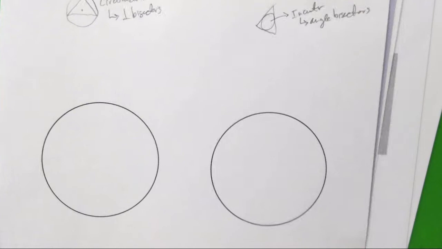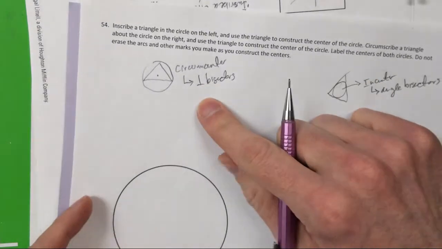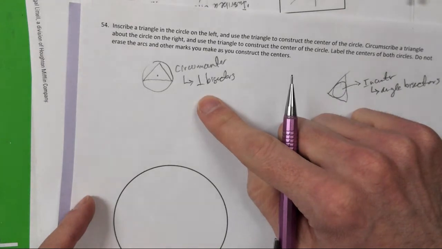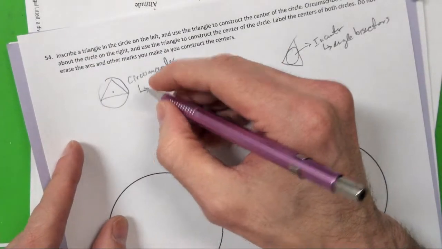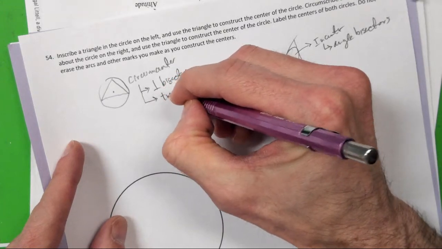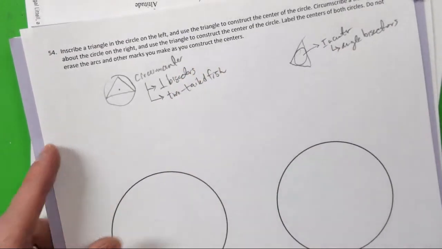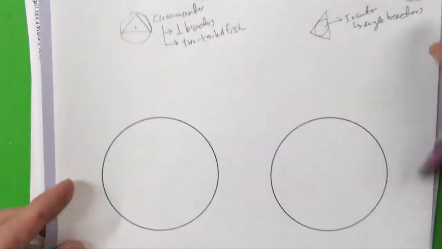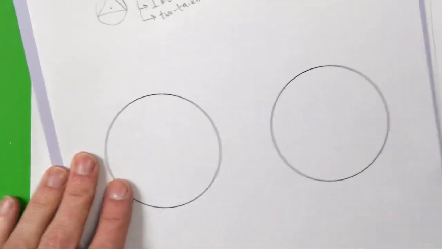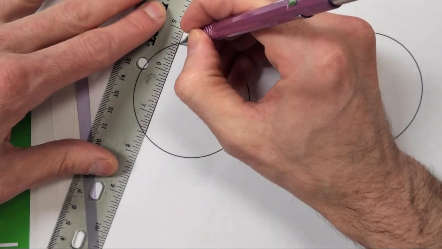Okay, so let's try that on the one that's over here on the left, where we are going to draw a triangle and then use perpendicular bisectors. And perpendicular bisectors, if you will recall, that is the two-tailed fish, in order to find the circumcenter and the center of that circle. So straight edge, any random triangle inside here.